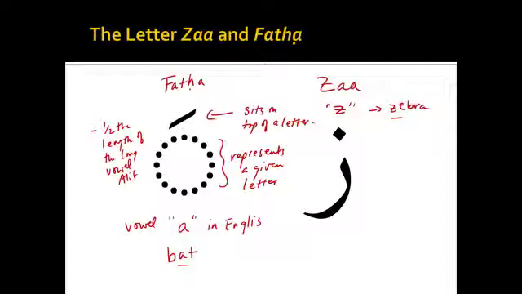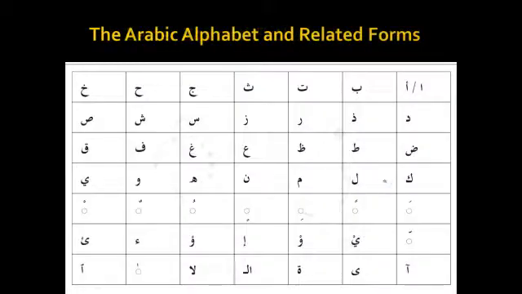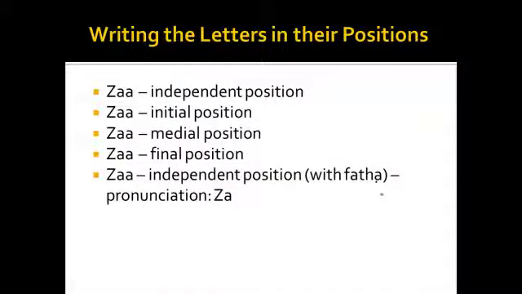Okay, let's look at where the Za is in our alphabet. And again, we're moving from right to left in Arabic, and our Za is right here. That's our Za, and our Fatha is over here. So this is the Za and the Fatha. Great.